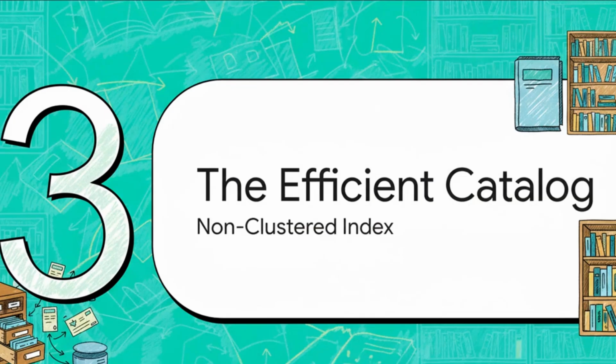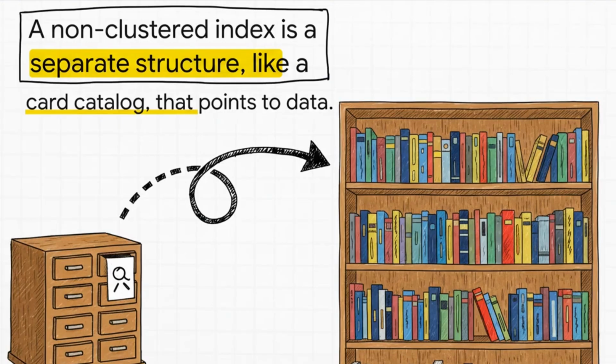So, if our library is already physically sorted by author, how in the world do we quickly find a book by its title? That's where our second type of index comes in, the non-clustered index. And for this, you can think of the classic library card catalog. A non-clustered index is a completely separate thing. It's its own data structure. It's basically a sorted list of values, and next to each value is a pointer, a little bookmark, that tells the database exactly where to find the full data row. It doesn't move the books on the shelf at all.